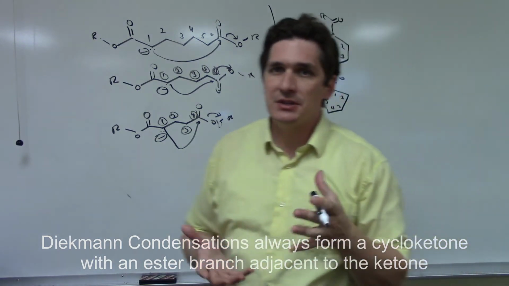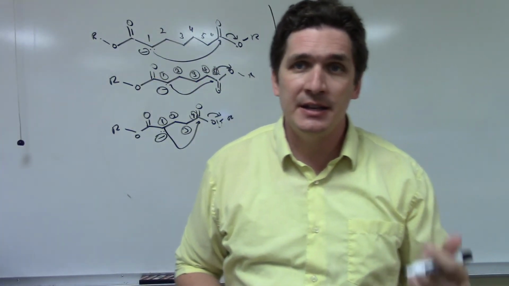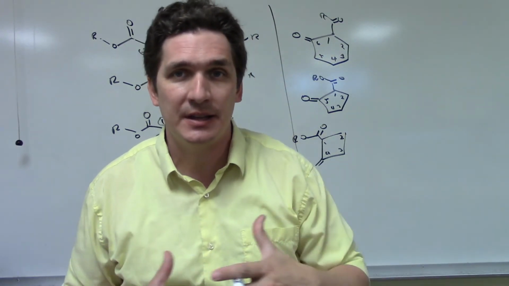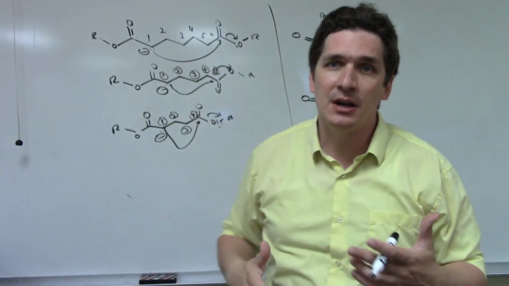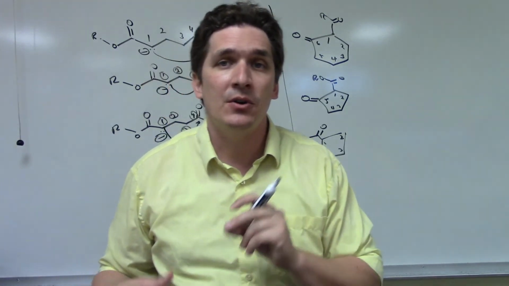So the end result of a Dieckmann reaction is you form either a cyclohexane, a cyclopentane, a cyclobutane, whatever number of carbons are necessary to form this ring between the allylic carbon and the other ester. You're going to end up with an ester group and a ketone on the ring.